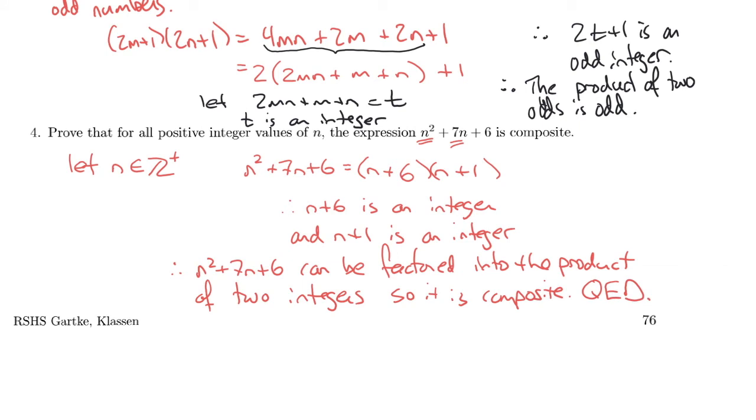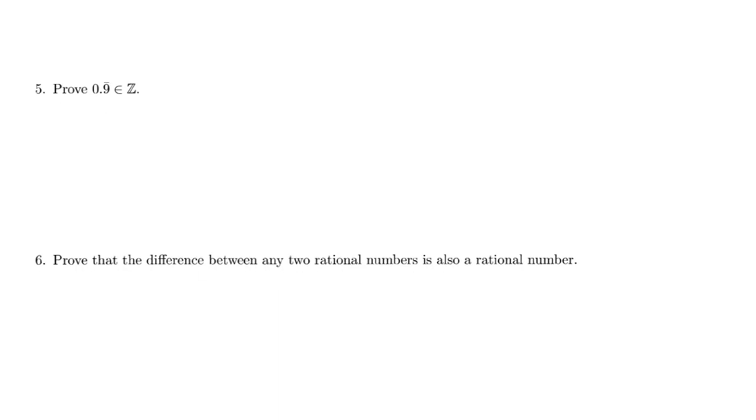Okay, let's take a look at another one here. So now for this next question, it says we're going to prove that 0.9 repeating is an element of the integers. I suspect there's probably a bunch of different ways to do this, but the first way that occurred to me is to convert this into a rational and take a look at the rational expression of this.